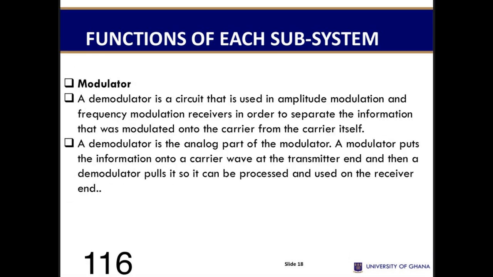Demodulator. A demodulator is a circuit that is used in amplitude modulation and frequency modulation receivers in order to separate the information that was modulated onto the carrier from the carrier itself. A demodulator is the analog part of the modulator. A modulator puts the information onto a carrier wave at the transmitter end, and then a demodulator pulls it so it can be processed and used on the receiver end.